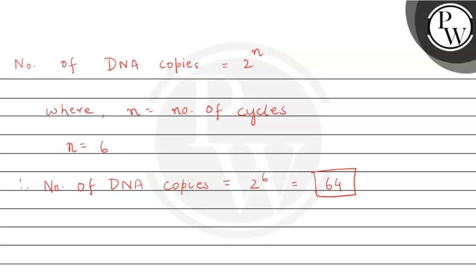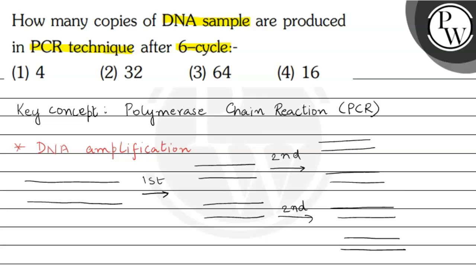So now if we come back to the question, then option 3 will be the correct answer, because the number of copies which will be formed by repeating the cycle for 6 times will be 64. Other options are incorrect because 4 will be when the cycle number is 2. So this won't be correct. 32 will be the answer if the cycle is repeated for 5 times. So this is incorrect. And 16 will be the number of DNA copies when the cycle is repeated for 4 times. So again, this is incorrect.